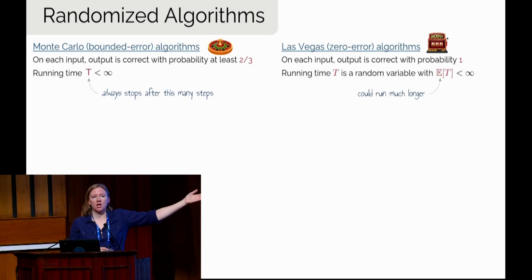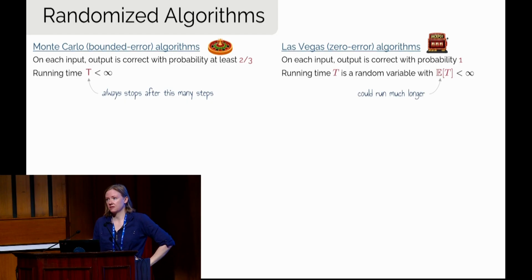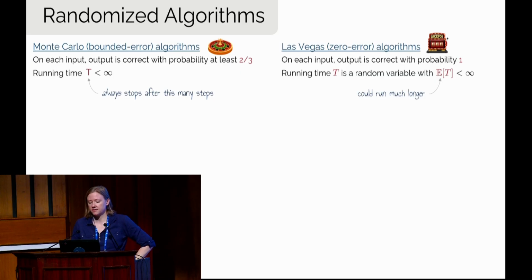It could run much longer than this. It could even potentially run for an unbounded number of steps, but the measure of complexity is just the expected number of steps that the algorithm takes.